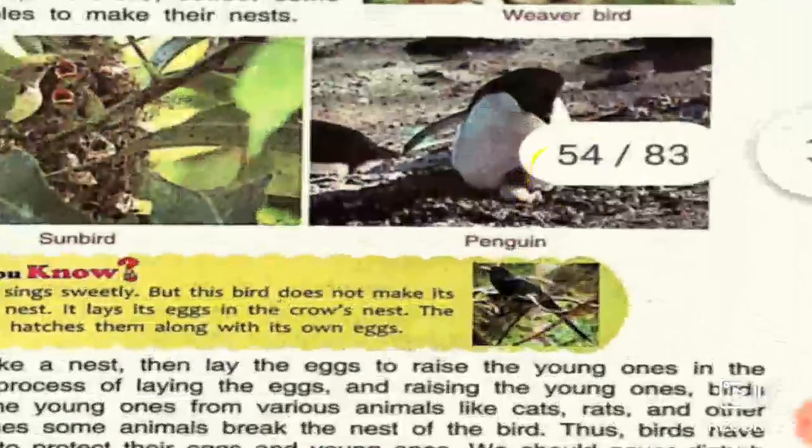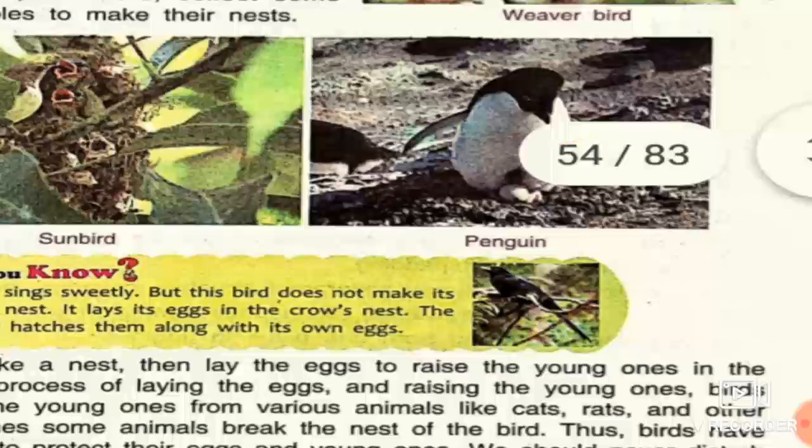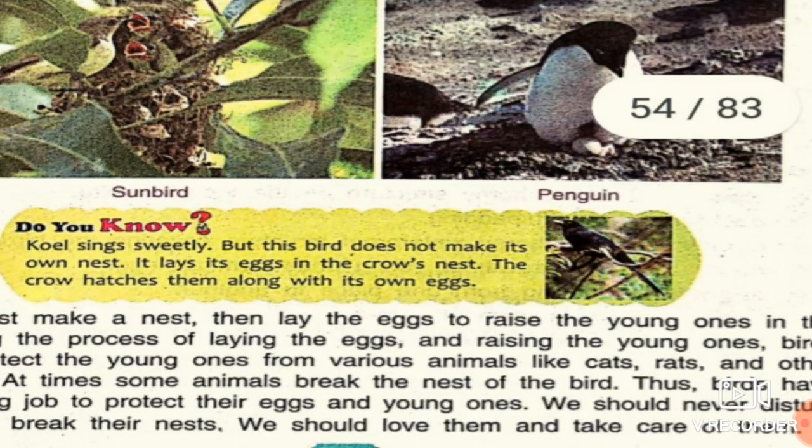Quail. Do you know the quail? This is the bird quail. The quail does not make its nest. It lays its eggs in the crow's nest, and the crow hatches them along with its own eggs.